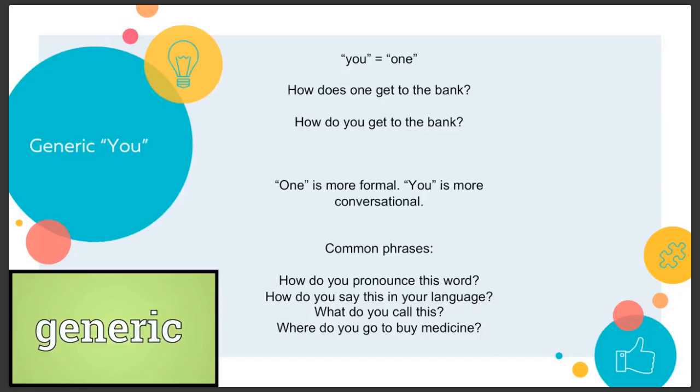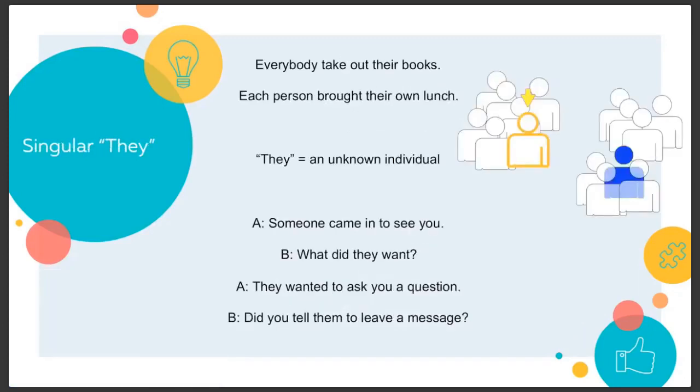There are also some other common phrases that use the generic "you." For example, "How do you pronounce this word?" Or "How do you say this in your language?" Or "What do you call this?" Or "Where do you go to buy medicine?" So when you're asking these general questions, remember to use the generic "you" that we're talking about here, and that will sound much more conversational.